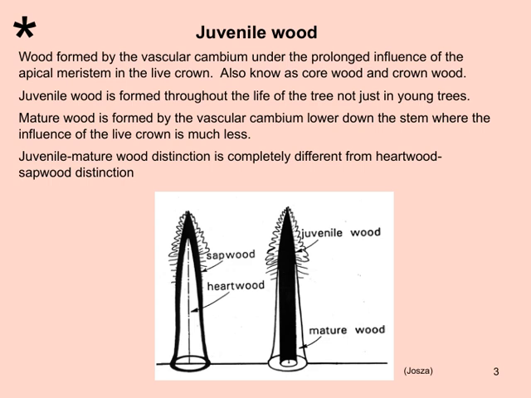It's important to note that the distinction between juvenile and mature wood is completely different from the difference between heartwood and sapwood. They are separate concepts that refer to different aspects of wood development and functionality. Understanding these differences helps us better appreciate the complexity of tree growth and the structural variations within the wood itself.